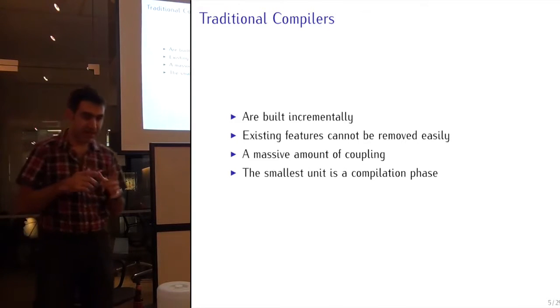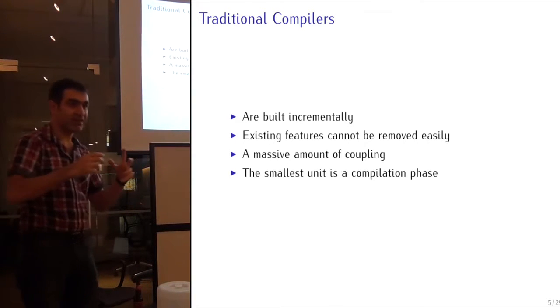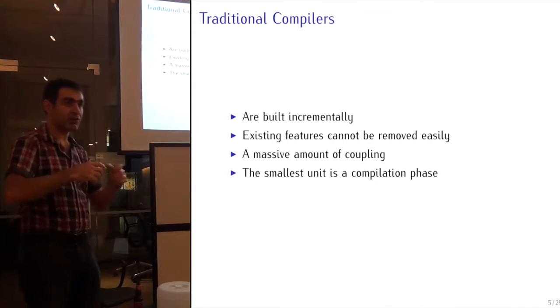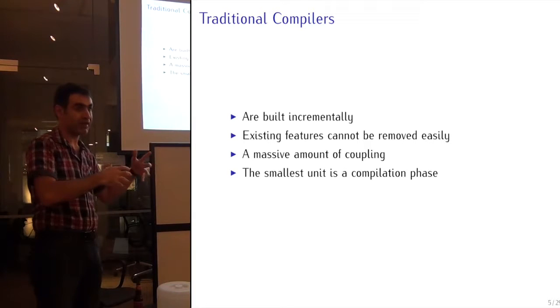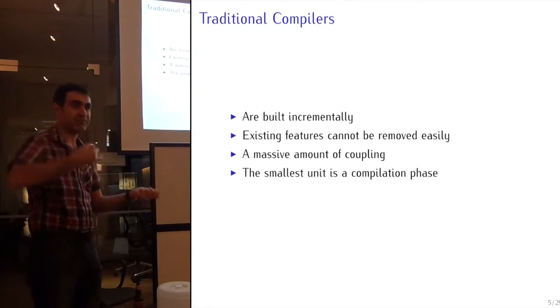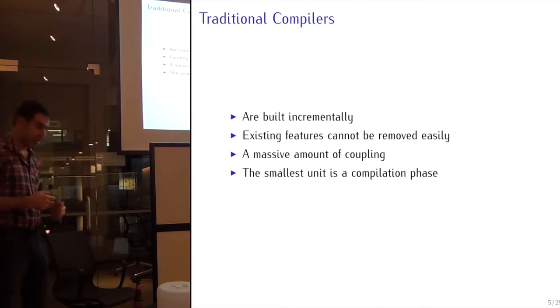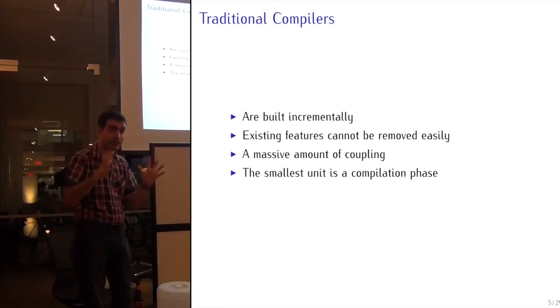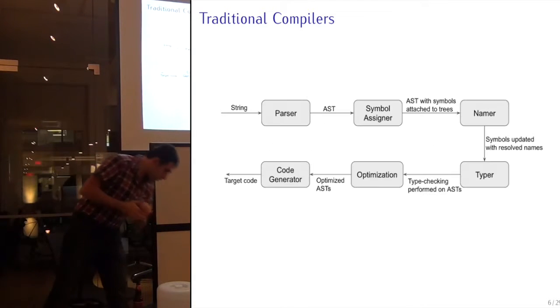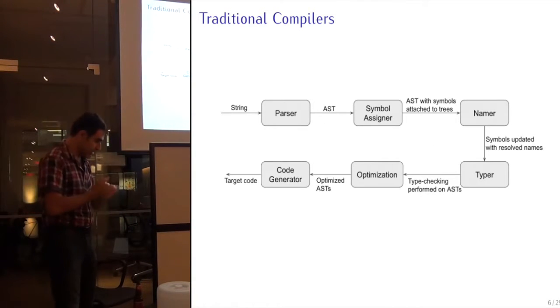And if you have noticed, I said phase, right? Not feature. Because one compilation phase is the smallest component in a compiler that you can rarely break down into smaller pieces. So the smallest unit in traditional compilers is really too big. We don't want this.